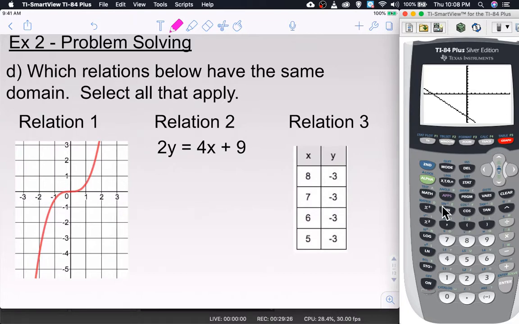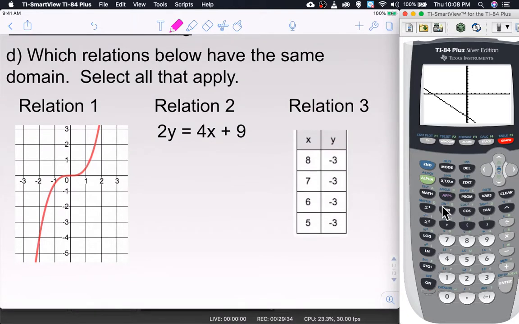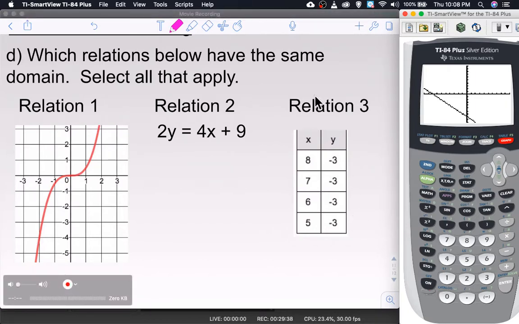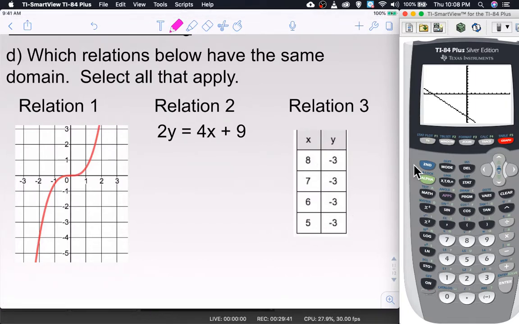Letter D. Which relations below have the same domain? Select all that apply. All right, that's kind of an interesting question. So domain, I'm looking for the x values. Well, relation 3, its domain is just the values in order 5, 6, 7, 8. That's the only possible x values, the only possible domain.